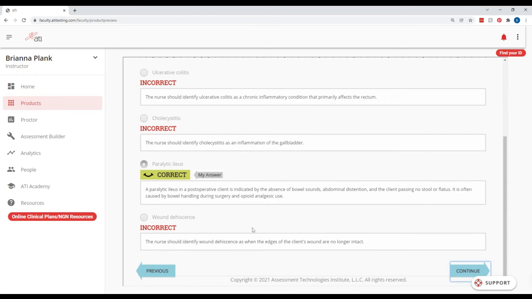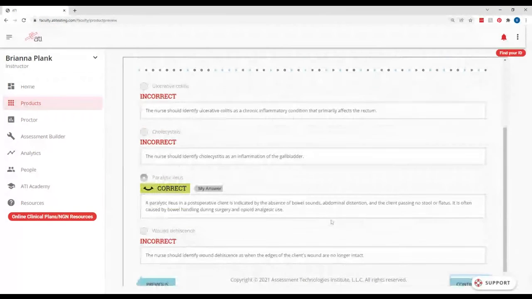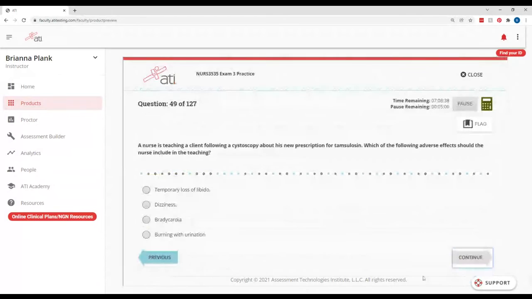And then wound dehiscence, that would be bad, but nothing in our stem is telling us that we're concerned about wound dehiscence, if that makes any sense.